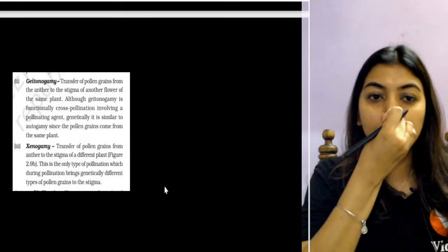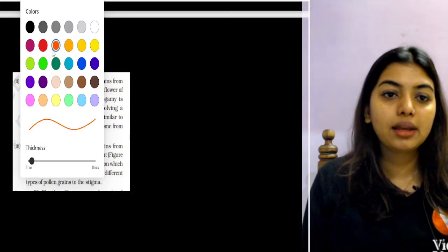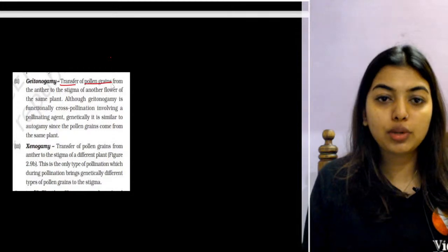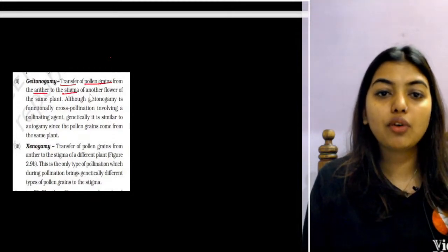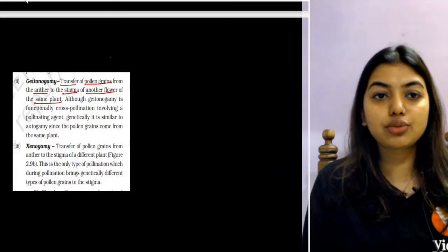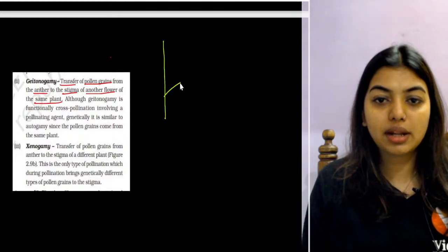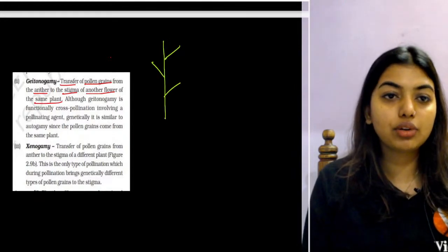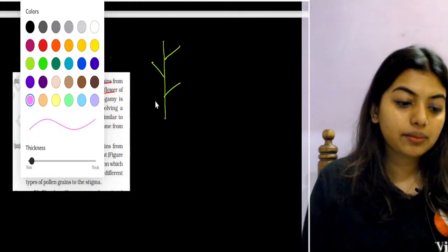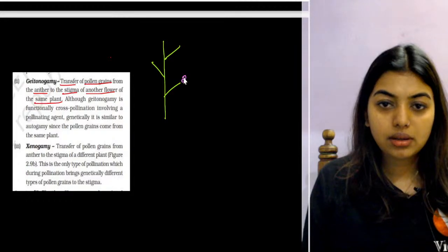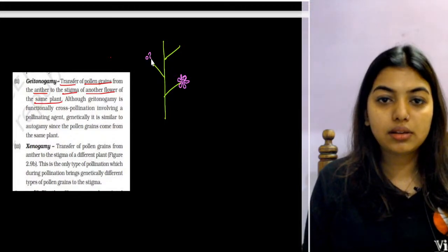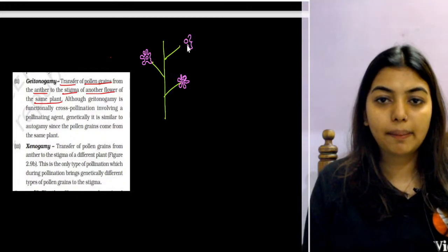Okay, yes. Now geitonogamy, look here, geitonogamy is transfer of pollen grains from anther to the stigma of another flower on the same plant. I already drew this and showed, right? I drew this, you all remember my beautiful diagram, no? So this is one plant, this is one plant, this is one plant. So here this is one flower, this is one flower, this is one flower, this is one flower.